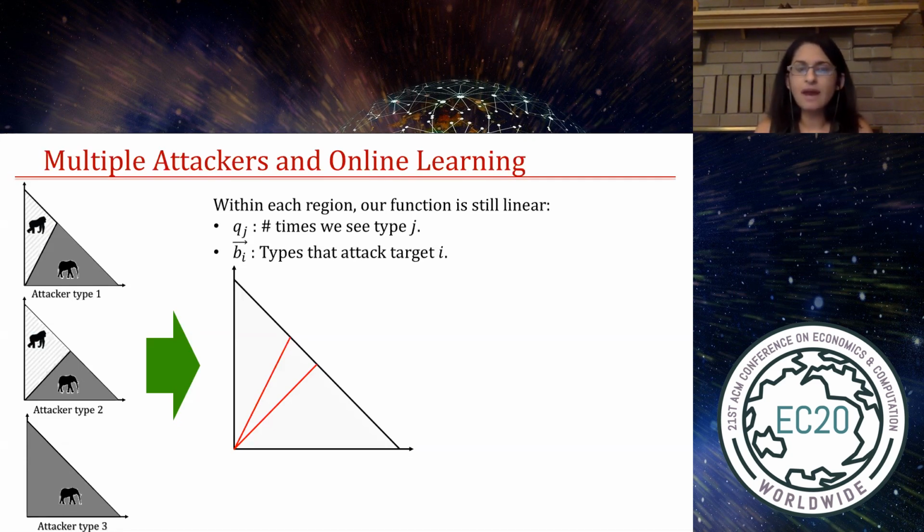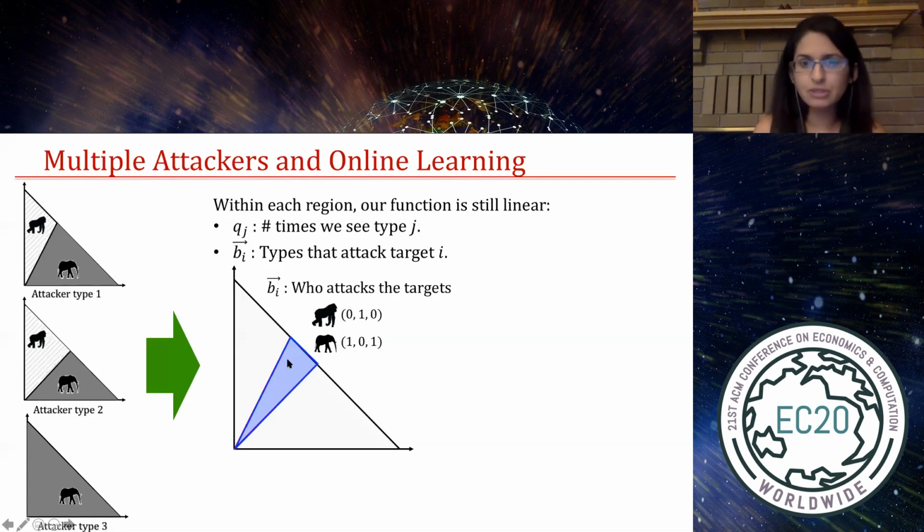So if I think of this utility as a function of two things: what number of times do I see each type? Qj is just the number of times that I see an attacker of type J. And this vector Bi is telling me that within each region, who is going to attack what target. Let me describe what this Bi looks like.